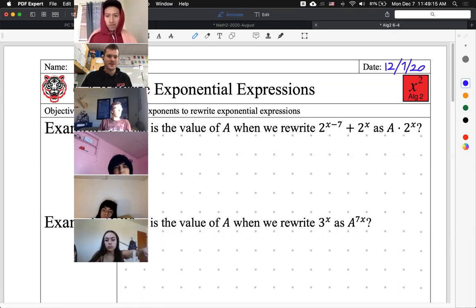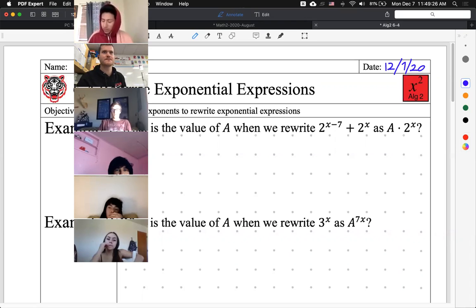Thank you. All right, our objective today, with a quiet raised hand, is to... someone, please, someone. Jade. I wanted to read it. Oh, I get to read it? Use properties of exponents to rewrite exponential expressions. There it is, our first key step of a future hard process.